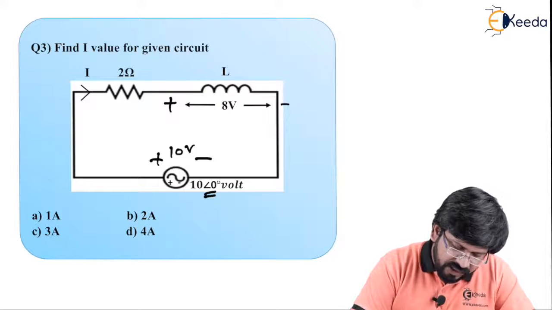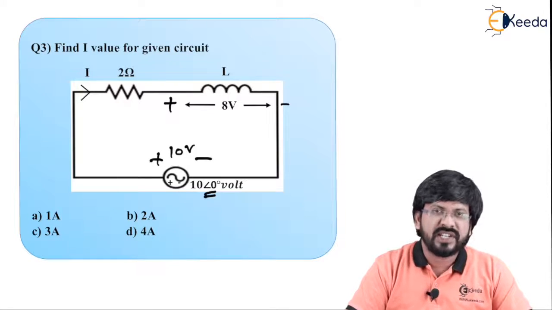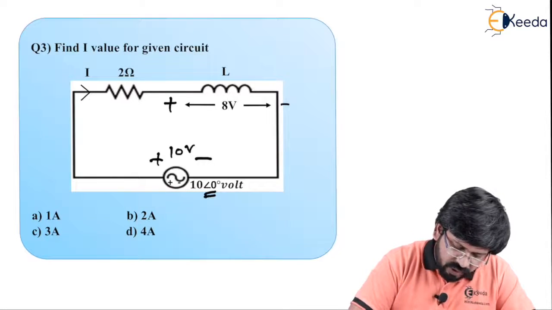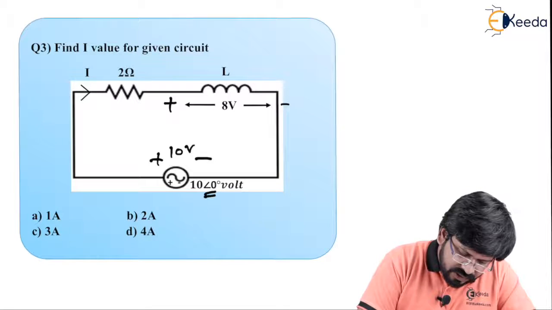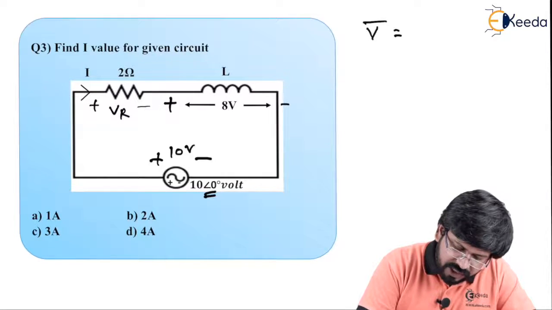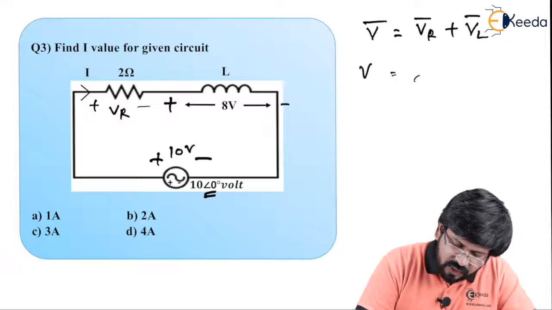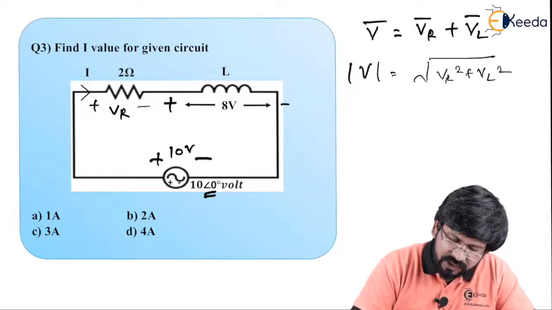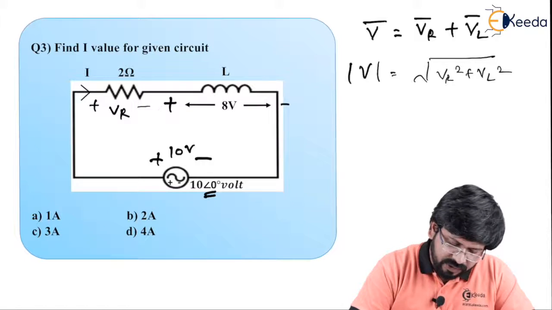In this case, you'll have to find current I. Since it is a series circuit, it means the current through R as well as L will be the same. Let's see what we can do with this. Suppose this voltage is VR, that is the voltage across R. So we are pretty sure that the total voltage is given as the vector addition of VR and VL, or magnitude wise I can say it is the square root of VR square plus VL square. Is that right? This is nothing but the magnitude of V.